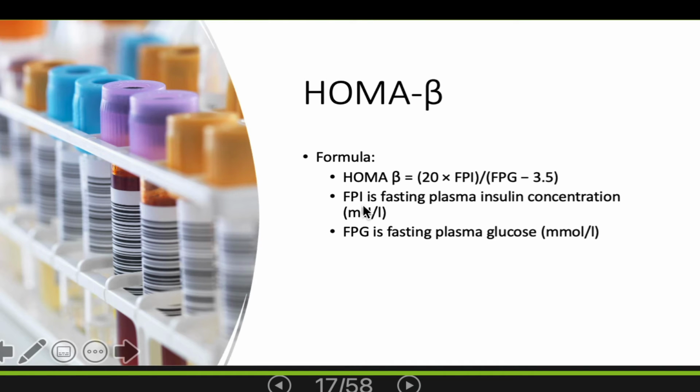Now HOMA beta is an assessment of beta cell function. Of course, we are going to discuss insulin sensitivity in more detail, but I thought it would be a good point to take up here when we are discussing HOMA anyway. HOMA beta is calculated as 20 times fasting plasma insulin divided by fasting plasma glucose minus 3.5. Here you use fasting plasma insulin in microunits per liter, and fasting plasma glucose in millimoles per liter. So this is how you calculate the HOMA beta.